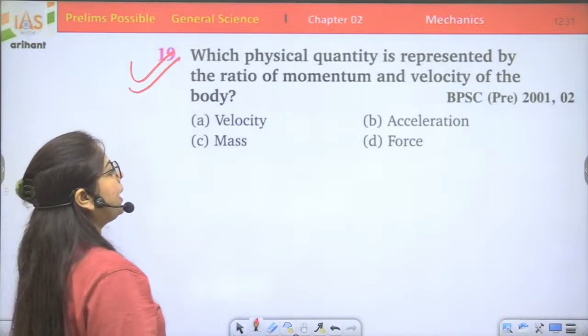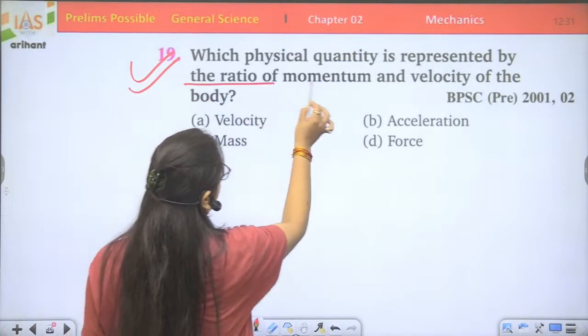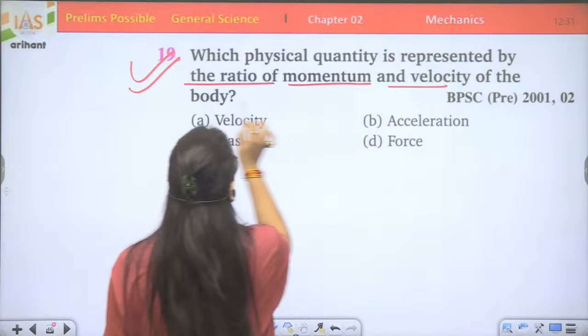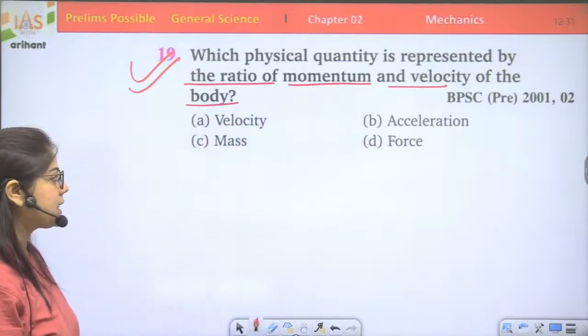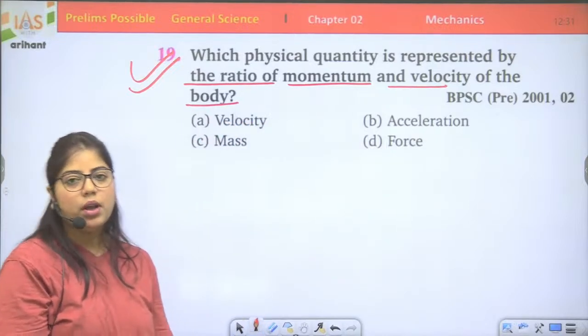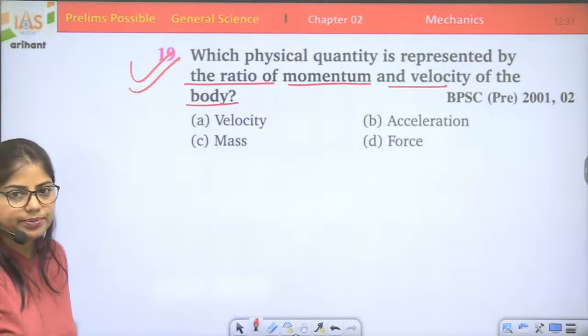Now coming to question number 19. Which physical quantity is represented by the ratio of momentum and velocity of the body? Velocity, acceleration, mass, force. Which will be the right answer?